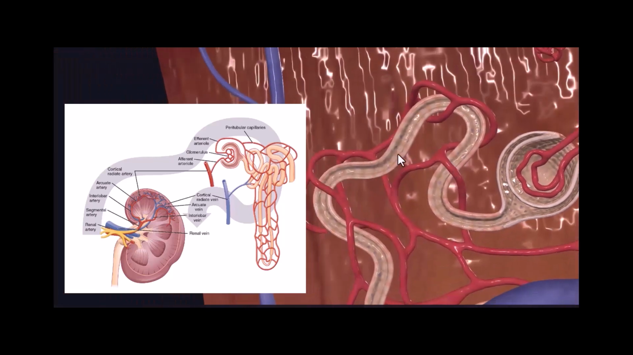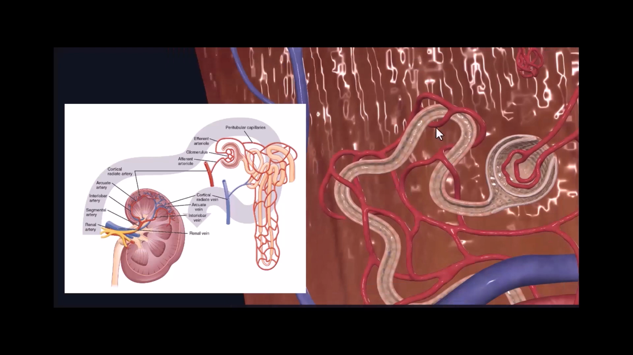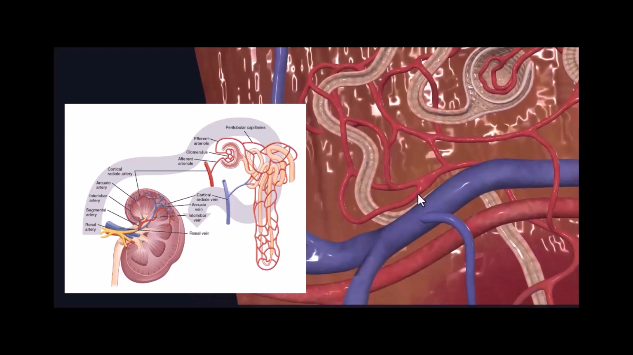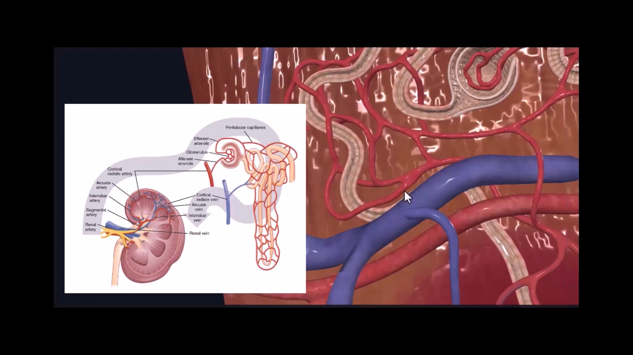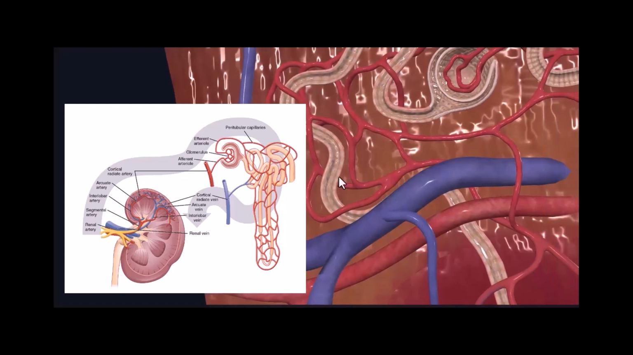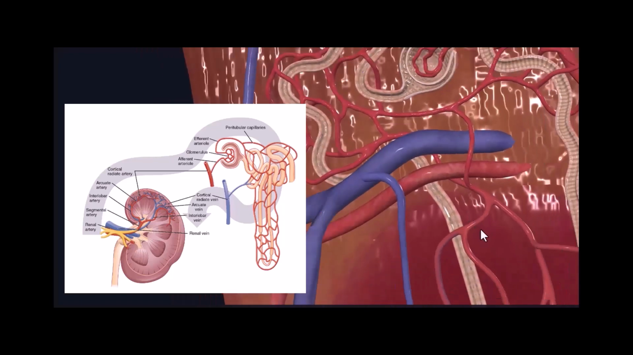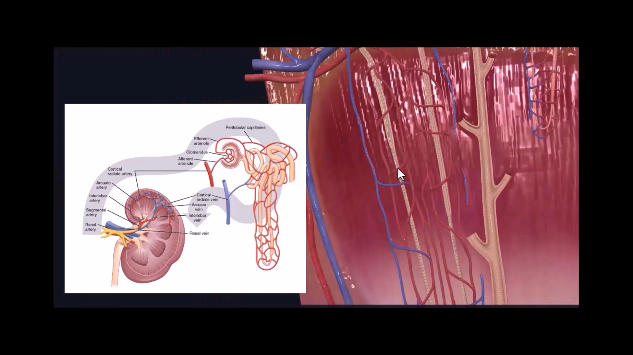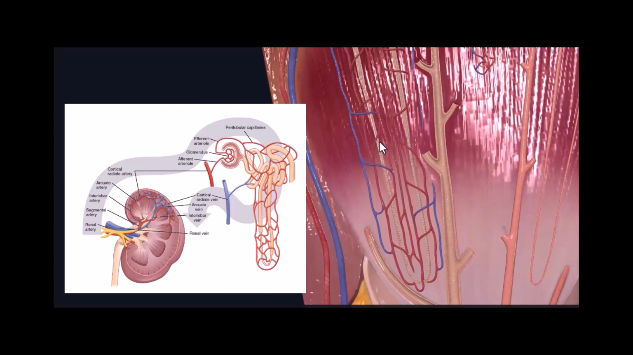We call it convoluted because it keeps winding and twisting to increase the amount of time we have to take out solutes from the filtrate. As the filtrate twists, more and more ions and glucose come out of it, and it can be modified to add more water or more ions into the filtrate. From the proximal convoluted tubule, we go down, down, down, and eventually we thin out. From this portion, we have the loop of Henle. So this right here is the loop of Henle.